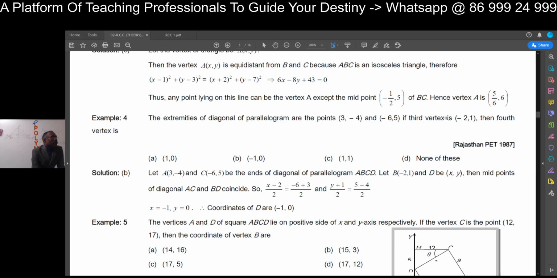In this question, instead of going through the entire method, simply do it like this. What are the extremities of the diagonal of the parallelogram? (3, -4) and (-6, 5). Add 3 and minus 6. What is 3 minus 6? Minus 3. Minus 3 minus of minus 2.